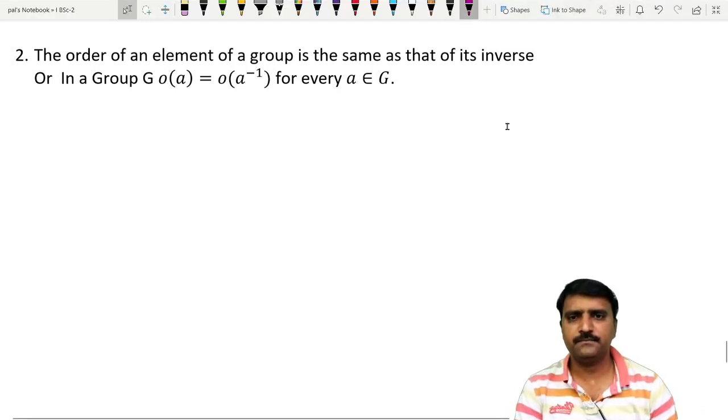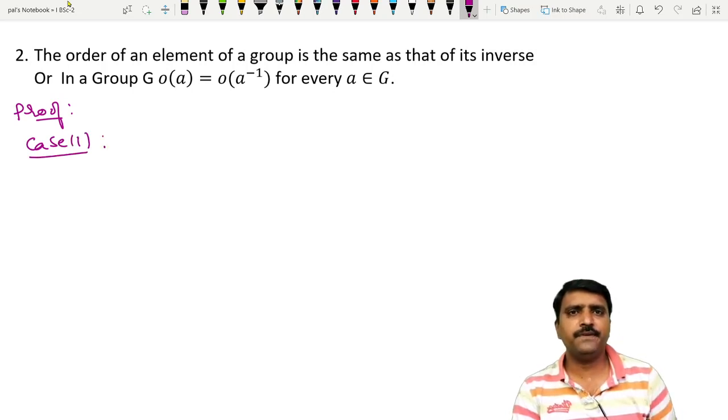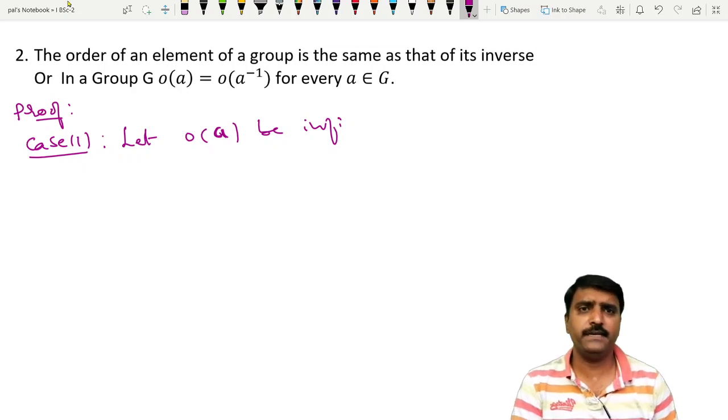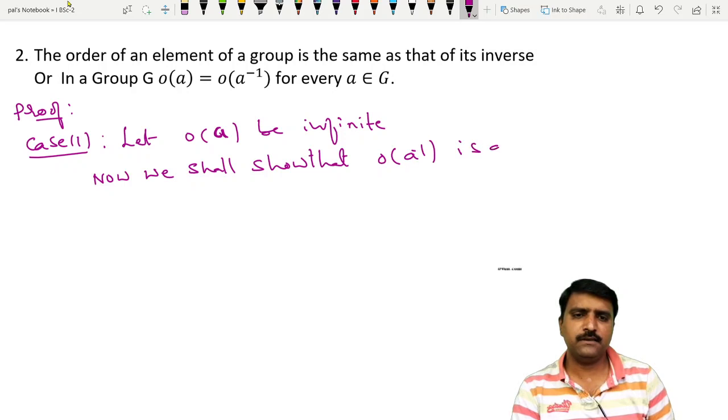In the first case, let the order of A be infinite. In the second case, we take the order of A as finite. In the first case, we take that the order of A is infinite. Now we shall show that the order of A inverse is also infinite.